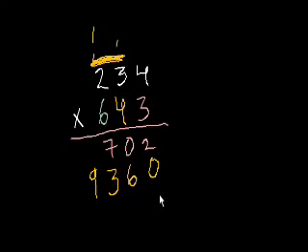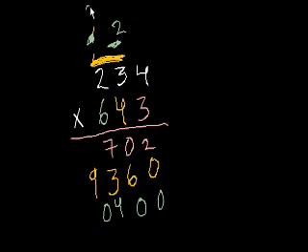Since it's the 600, we put 2 zeros here, and we just treat it like a 6. And let's clean up what we did before. So 6 times 4 is 24. Carry the 2. 6 times 3 is 18. Plus 2 is 20. Carry a 2. 6 times 2 is 12. Plus 2 is 14. And now we add it all up.